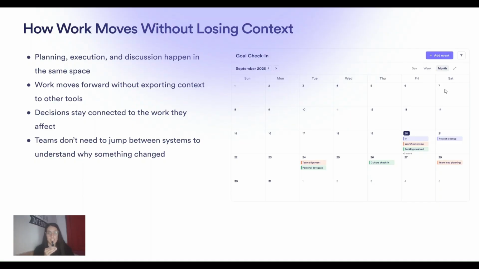For enterprise teams, this is critical because work often pauses and restarts. People rotate in and out, ownership shifts. With Pivot, you don't have to rely on memory or tribal knowledge to pick things back up. They return to the space.